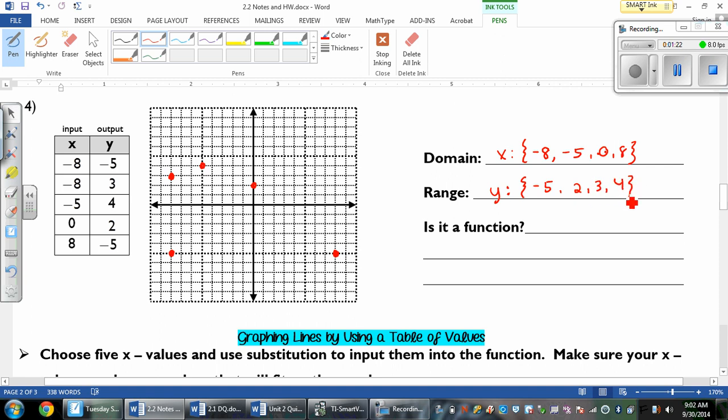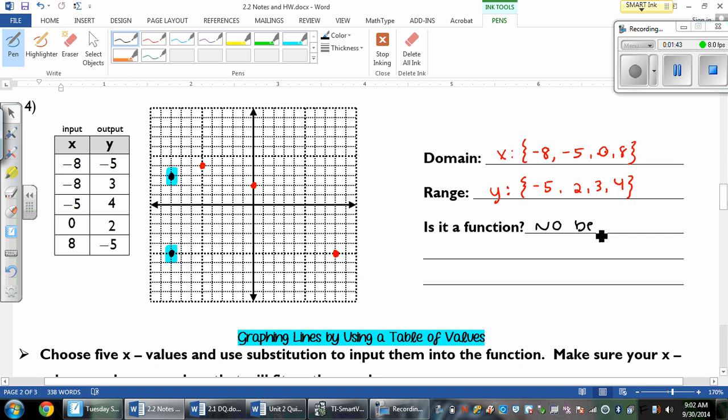Okay? So, is it a function? If you notice, this point right here and this point, they lie directly above each other. Okay? That means it fails the vertical line test. In order to pass, you cannot have any points directly above each other. So since it fails the vertical line test, it's not a function.